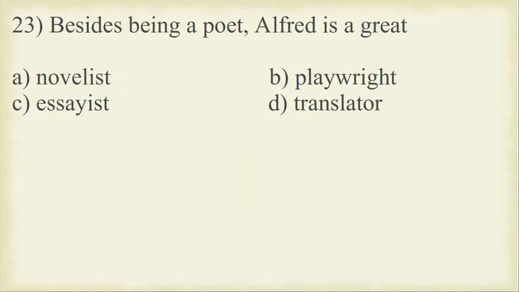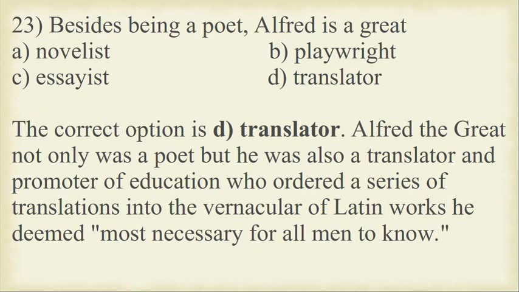Question number 23. Besides being a poet, Alfred is a great option A, novelist, option B, playwright, option C, essayist, option D, translator. The correct option is D, translator. Alfred the Great not only was a poet, but he was also a translator and promoter of education who ordered a series of translations into the vernacular of Latin works he deemed most necessary for all men to know.